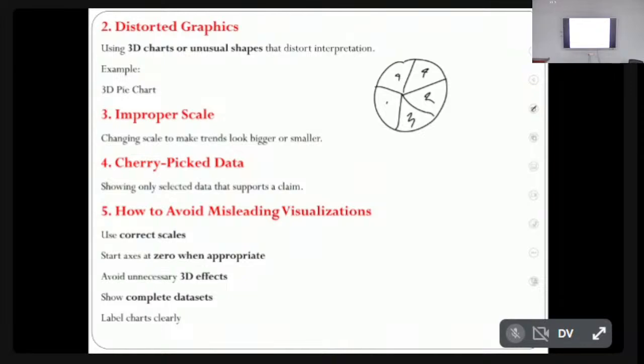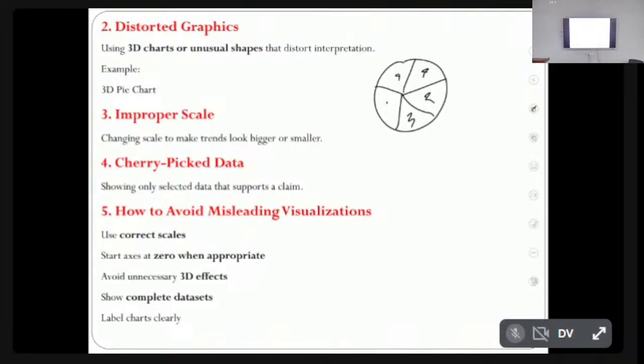The fourth one is cherry picked data. Cherry means what? Cherry, fruit. I don't mean it is a fruit. Cherry is small. If I show an apple, what do you mean by that? Its size is big, right? Cherry is small. What is the difference? Size. So I am showing a small data and telling you about everything using that small data, right? So I am not giving you correct information. Clear? Are you all writing?